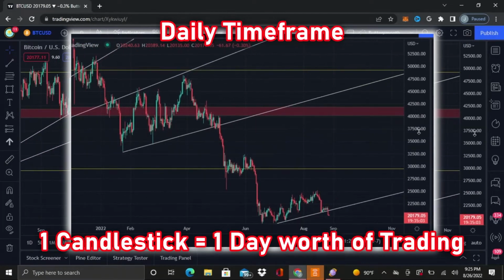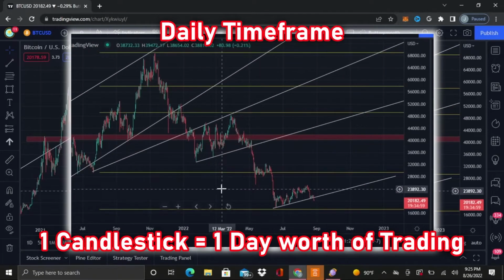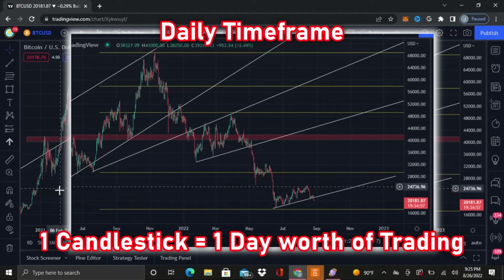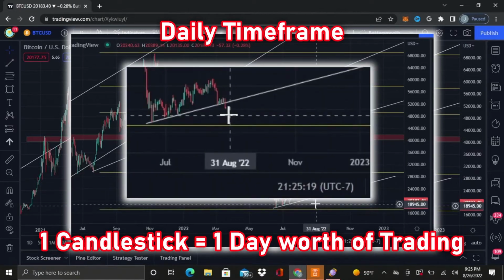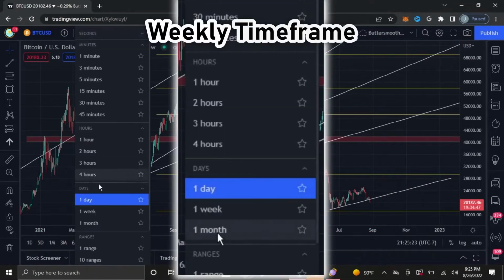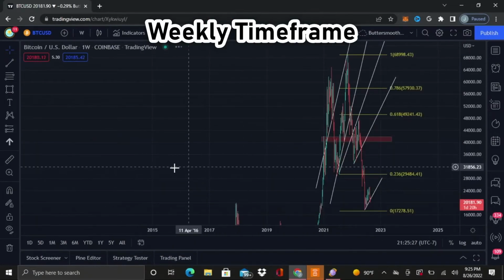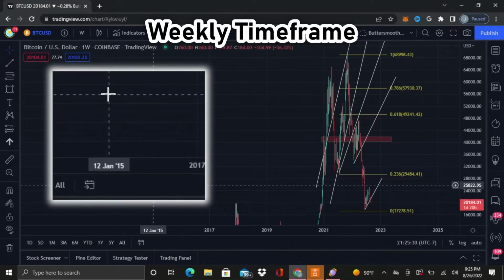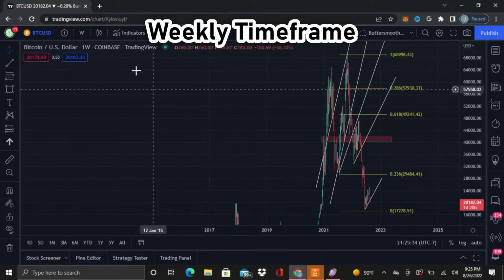So now each candlestick here represents 1 day worth of trading. That's why the charts look so different when you go to different time frames, because now we're seeing a shorter time, right? We're seeing here from December 30th, 2020 to the current time frame here of August 28th, 2022. But now if we go to the weekly time frame without even adjusting the charts, look, we could see all the way back to 2015. We could see when Bitcoin was created.